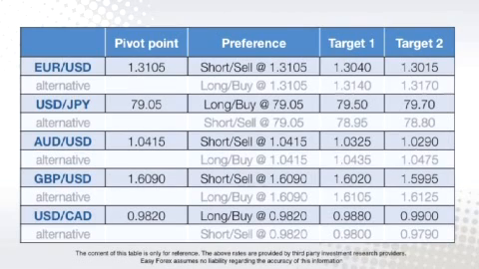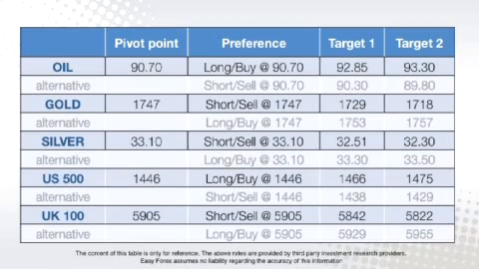Looking at commodities and indices. The oil pivot points at 90.70 with a preference to enter into long positions at 90.70. The gold pivot points at 1747 with a preference to enter into short positions at 1747. The silver pivot points at 33.10 with a preference to enter into short positions at 33.10. The US 500 is at 1446 with a preference to enter into long positions at 1446. And the UK 100 is at 5905 with a preference to enter in short positions at 5905.